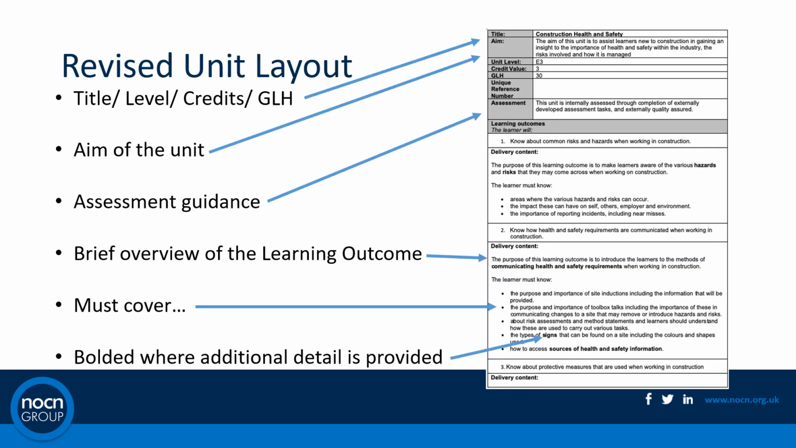So leading on to the revised unit layout. The first part, the title bar at the top of all units, stays pretty much the same. You get your title, your level, the credit value and the GLH. We try to give you a bit of an aim, so what we hope this unit is going to achieve for the learners. And we also give you some guidance on how it's going to be assessed.